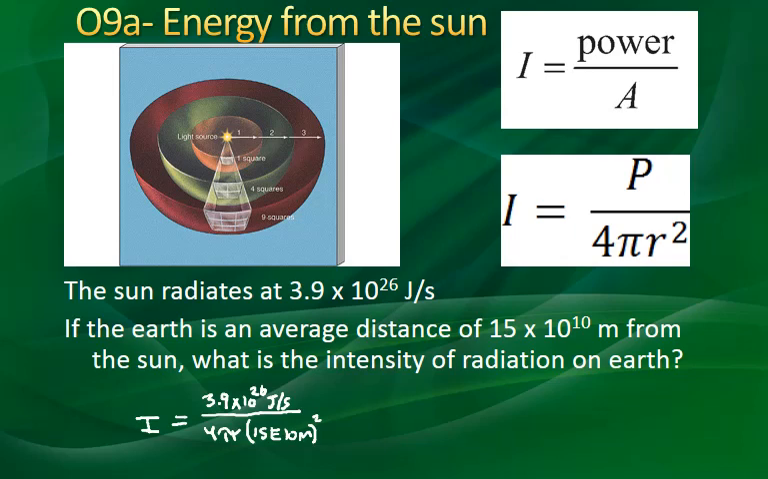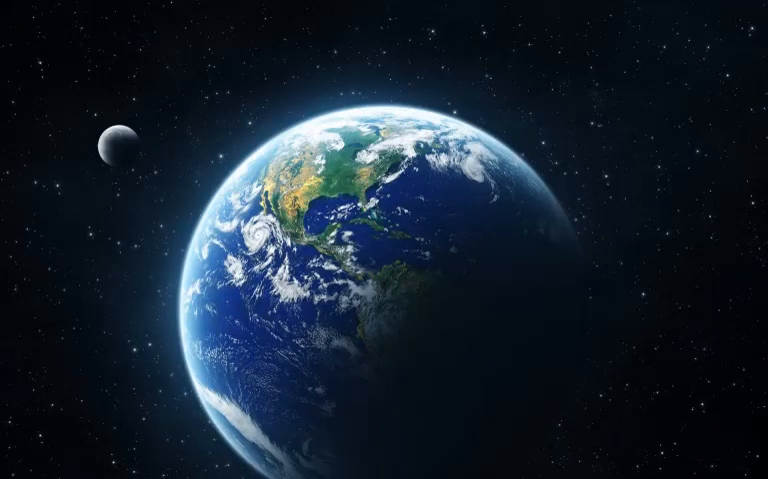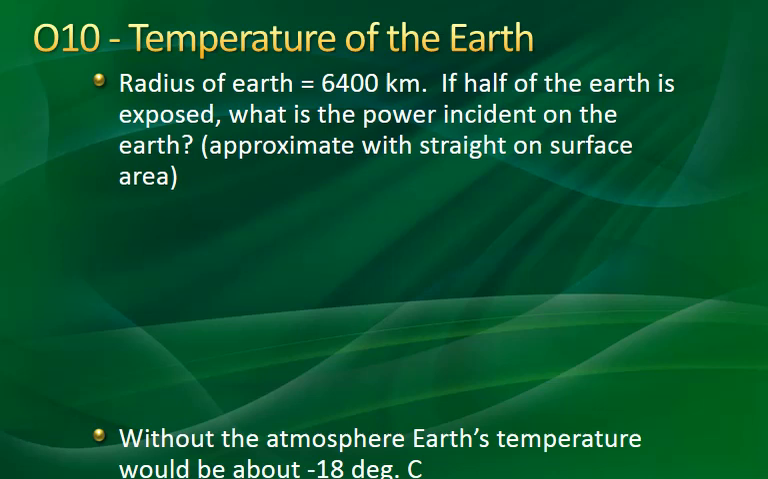All right, so we've got our power divided by 4 pi r squared. We'll get an intensity of 1379.3 watts per meter squared. So if you think about how that light is hitting Earth, it's only hitting a part of the Earth, and as it hits the Earth, it has to spread out around it kind of spherically. The radius of the Earth is approximately 6,400 kilometers, and only half of the Earth is exposed.